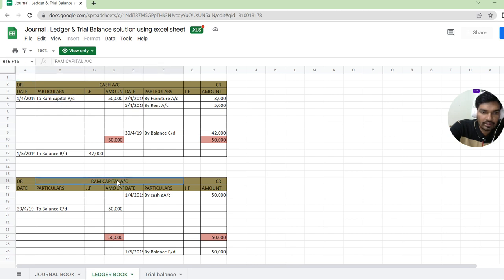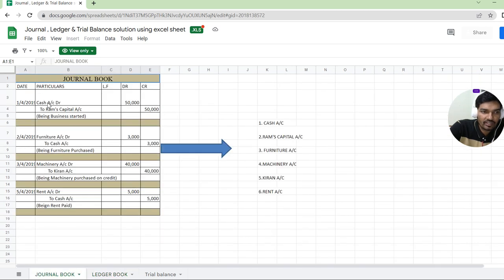The second account is Ram's capital account. On the credit side, we should write 'By cash account'. The amount is 50,000. So each entry we have to post 2 times. The simplest way is to see what the first account is in this entry: cash account. So go to cash account, on the debit side we should write 'To Ram's capital account'. We have already written the debit side. The second time we have to show the credit side. Under Ram's capital account, on the credit side we should write 'By cash account'.